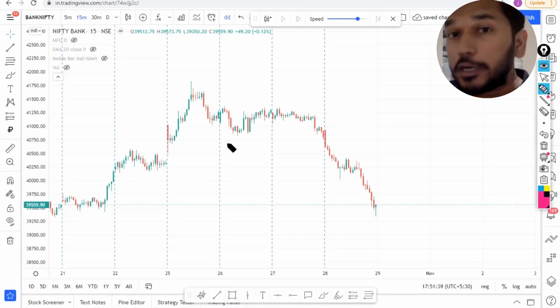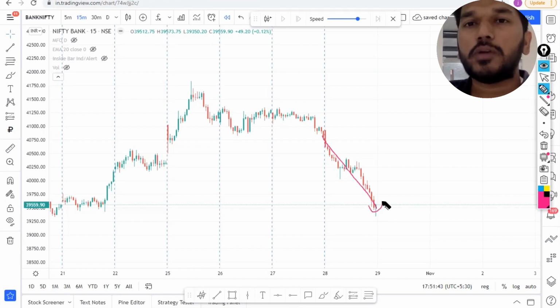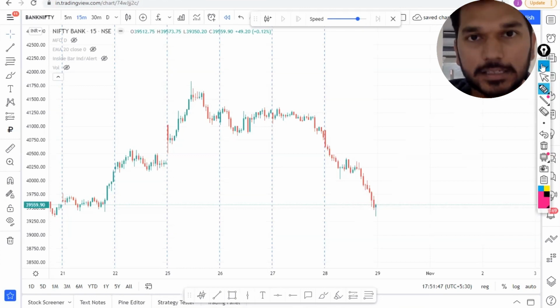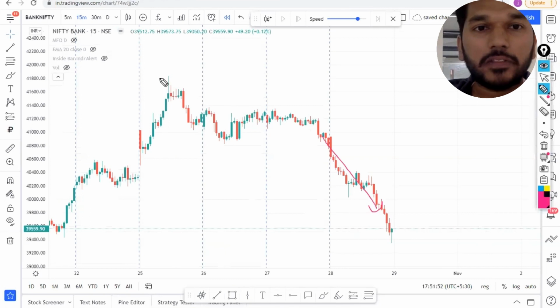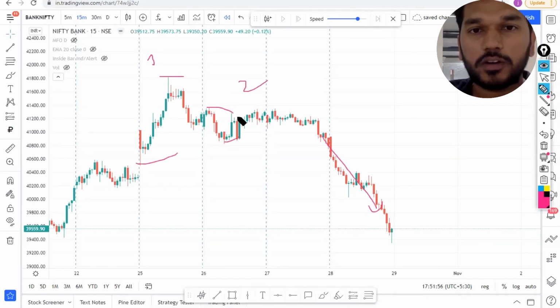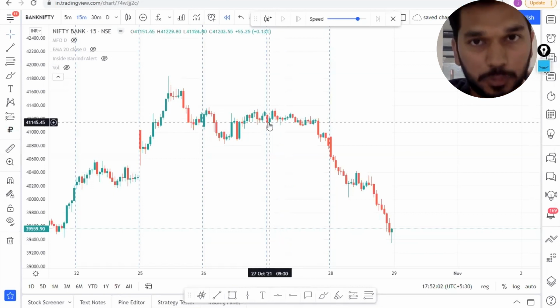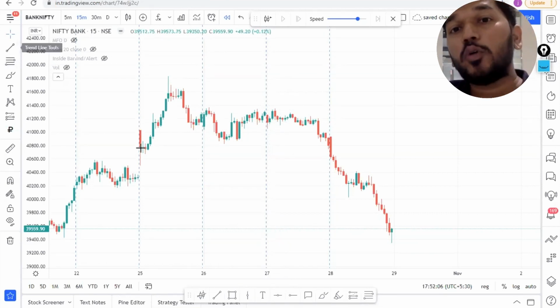And if you look at today's market, it gave a big fall, right? Almost a fall of 1200 points. So how to catch a fall like this? It's very simple. I was talking about the high and low of day one, high and low of day two, high and low of day three. Now, whenever you want to take a trade on a range breakout, you should always mark the high and low of the previous day.